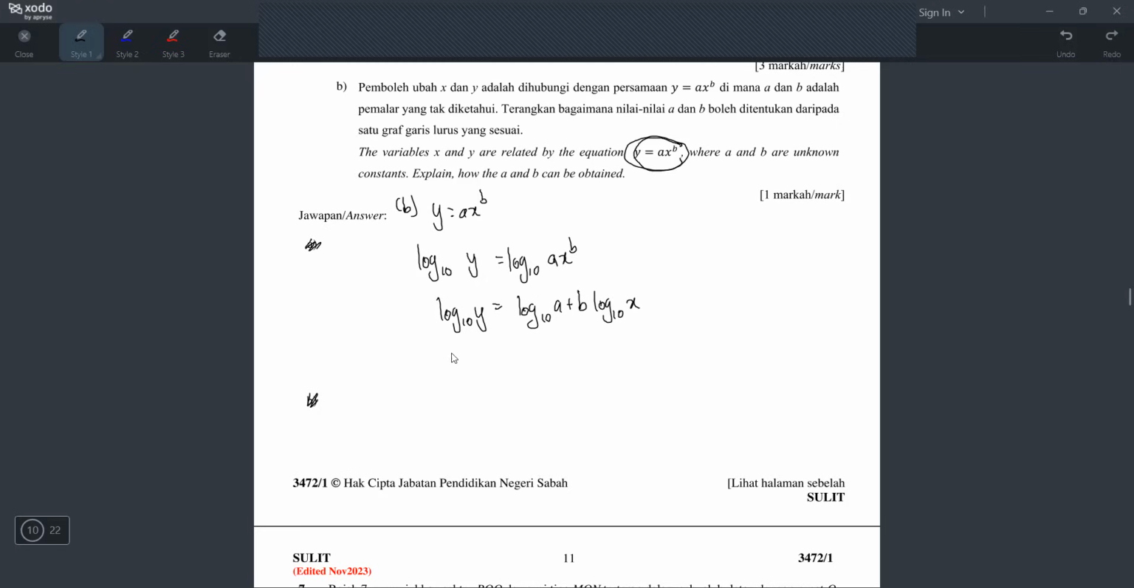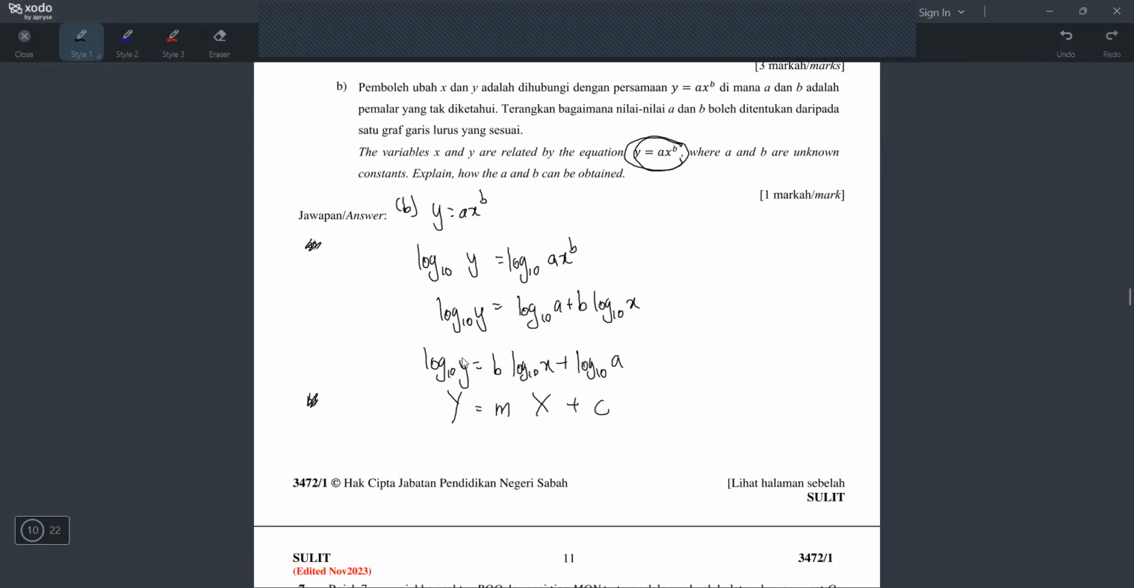How can we make it y equals mx plus c? We have to arrange. So when we arrange, we will write y-axis equals to mx. So mx means I have to write this one first, b times log 10 x. Then only we write the log 10 a, right? So yeah, this is the linear form. So now you can write y equals mx plus c.